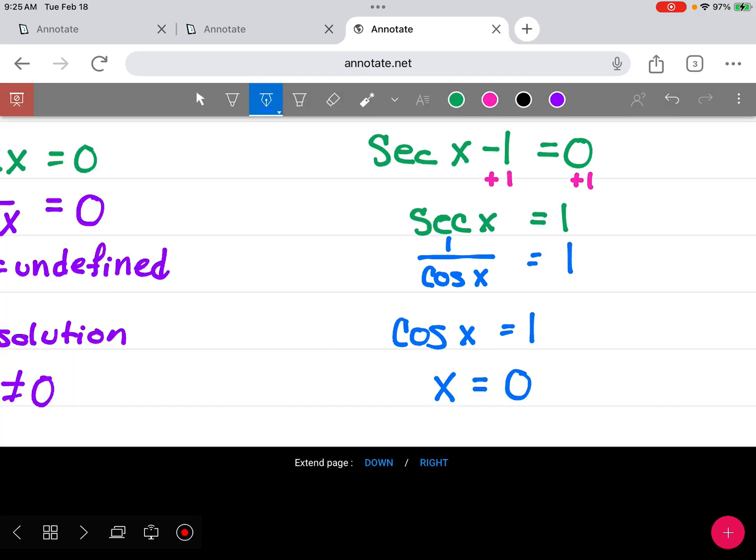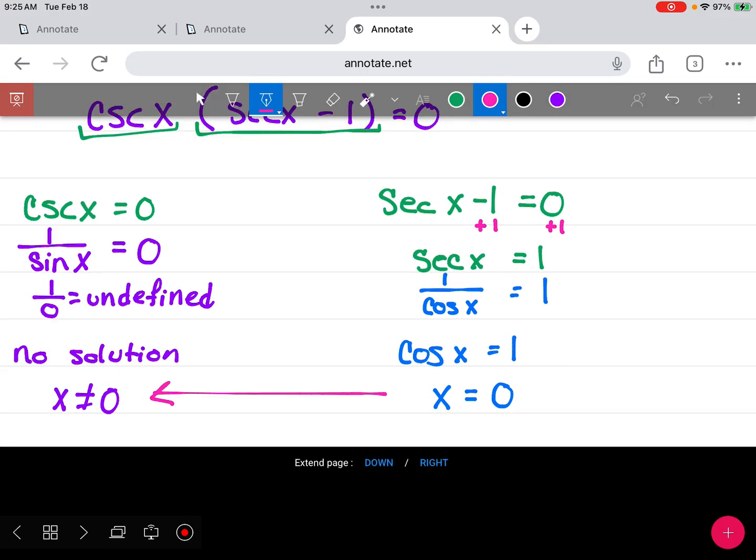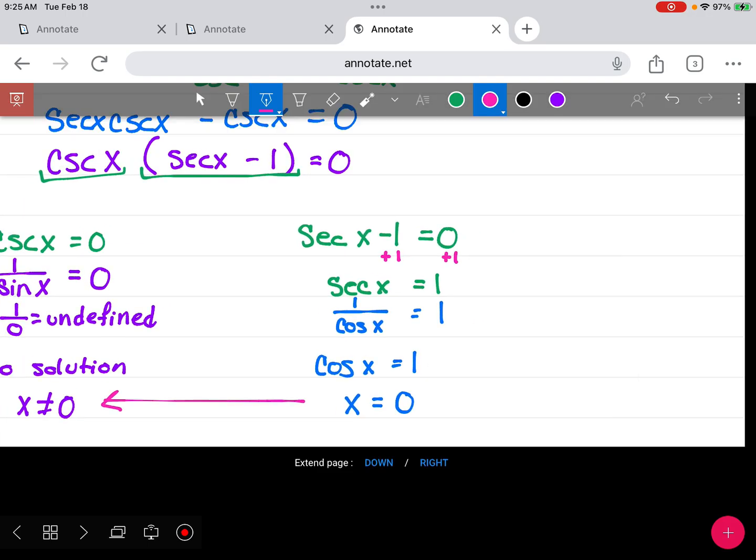Well, wait a minute. What did we just say? We said x cannot be 0 because that makes my cosecant undefined. So the only solution for secant is where my cosecant's undefined, so this whole problem has no solution. Which is obnoxious, but it happens. Especially when we're dealing with secants and cosecants, we gotta watch out for excluded values. If we have a 0 in the denominator, we are undefined. If it is undefined, it cannot be our answer.